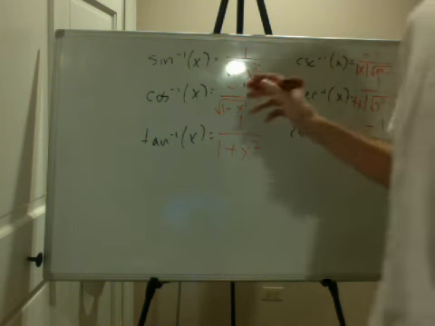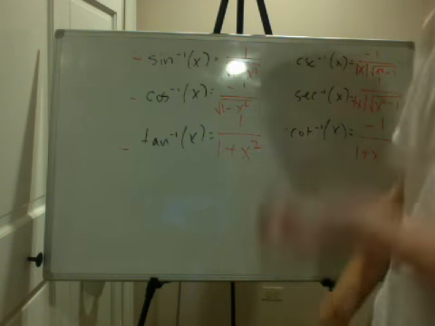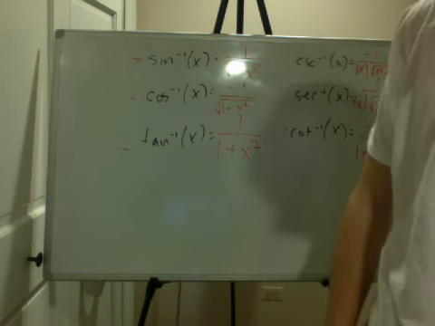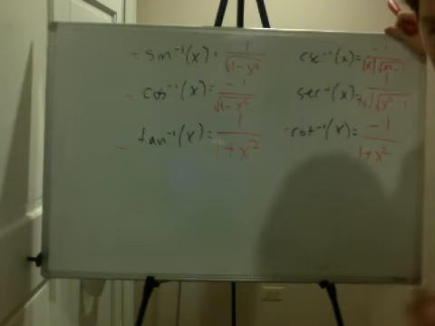So the ones you really need to know are sine, cosine, tangent, and cotangent. Basically, if you memorize sine and tangent and just know that cosine and cotangent are the negatives of those, then that's pretty easy to remember. And yeah, that's about it.